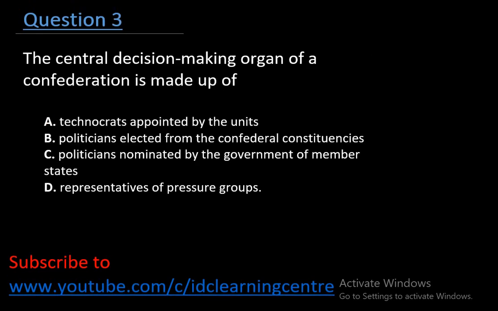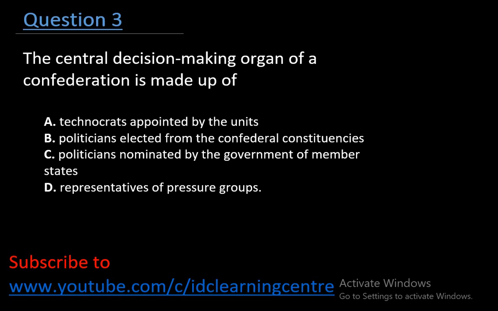Question 3. The central decision-making organ of a confederation is made up of A. Technocrats appointed by the units, B. Politicians elected from the confederal constituencies, C. Politicians nominated by the government of member states, D. Representatives of pressure groups.